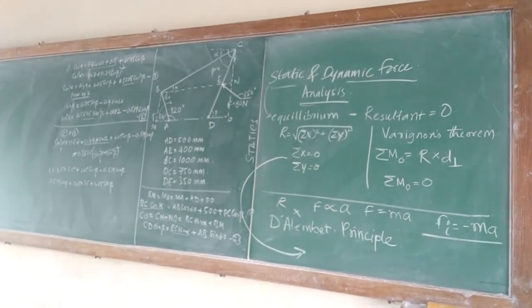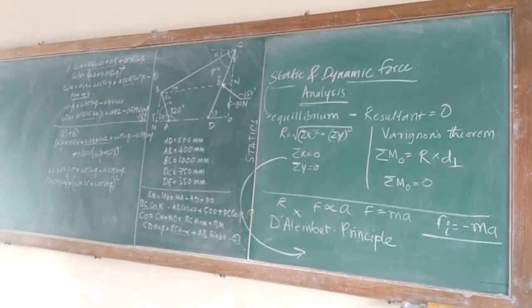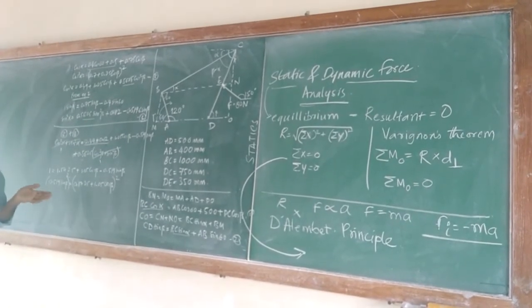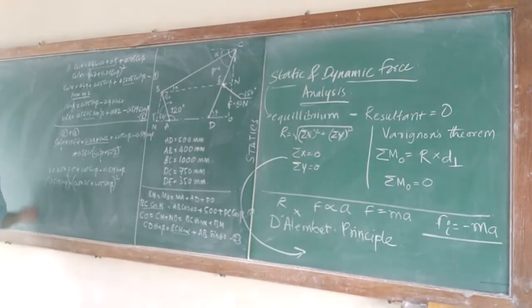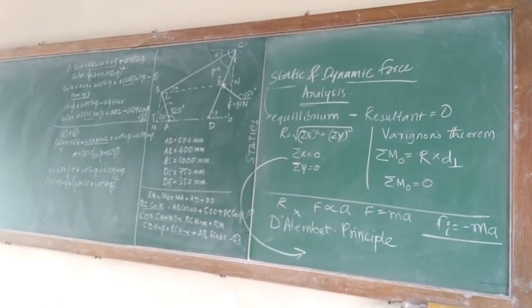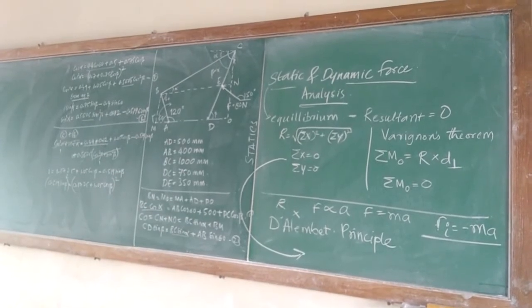Once again, you have to convert sine into cos. Quadratic equation. Solve quadratic equation. We get two angles. One of them is not possible, one of them is possible. Okay. 0.26.